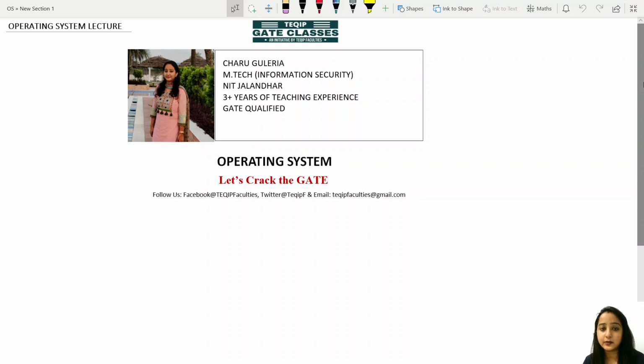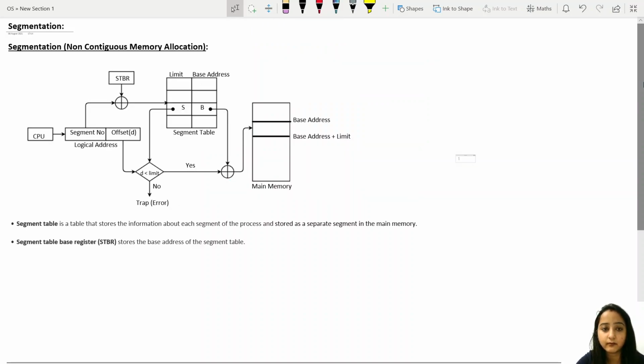In the last lecture, we studied the translation look-aside buffer, TLB, and what is the use of that, and we practiced some GATE questions based on that topic. Now the next topic is segmentation. Under the non-contiguous memory allocation only, we have the segmentation part.